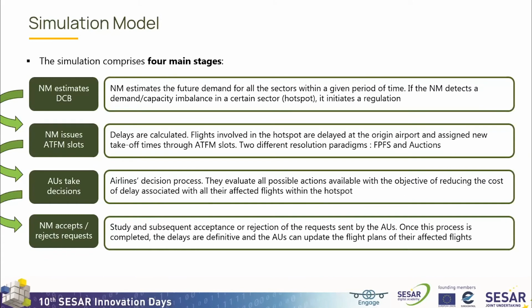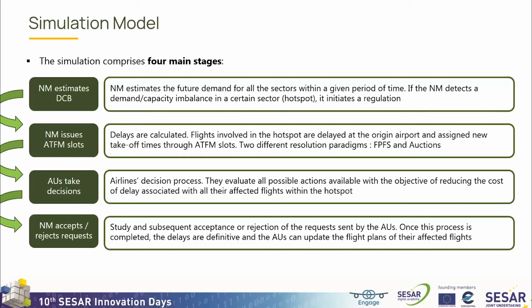The simulation comprises four main stages. In the first stage, the network manager will estimate the future demand for all the network within a given period of time. If the network manager detects an imbalance, it will initiate a regulation. When this regulation is initiated, we can go to the second stage. This is where the network manager will issue all the ATFM slots. Here the delays are calculated, so all the flights involved are delayed. Here we can differentiate two resolution paradigms, the first planned, first served, and the auctions.